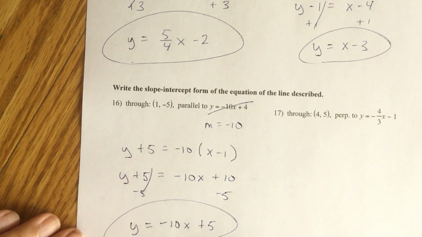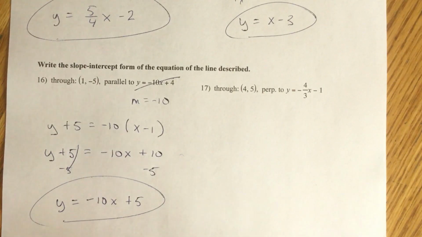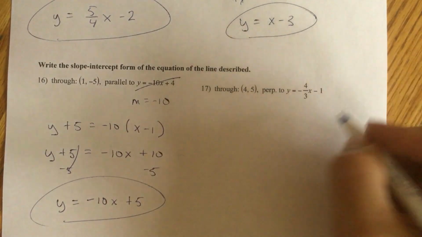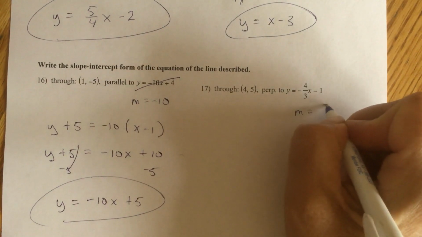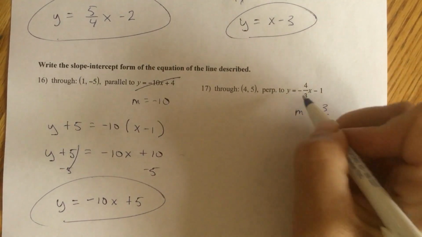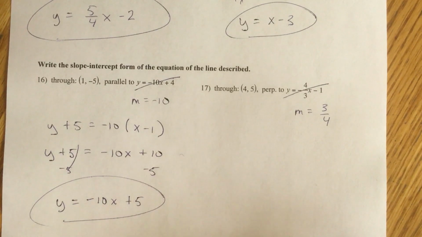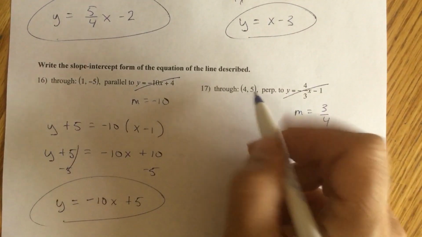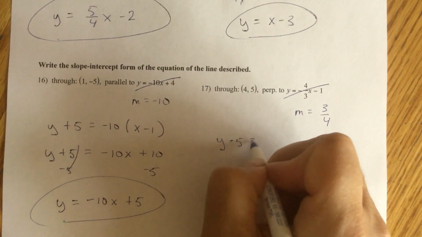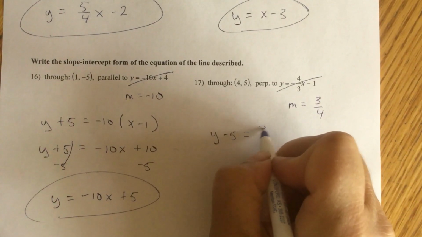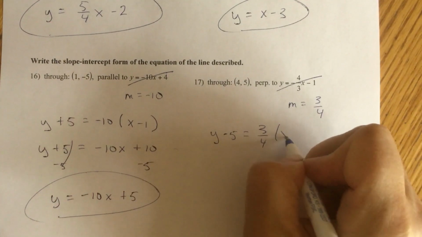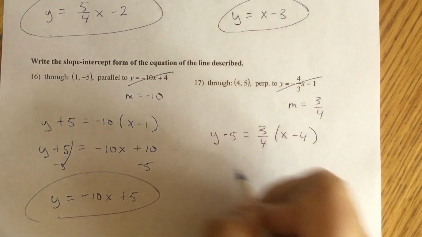Okay? Now to do a perpendicular one, if the slope is negative 4/3, then I'm going to use positive 3/4. And I'm going to cross that off. I don't want to use anything else from that equation. So y minus 5 is equal to positive 3/4 times x minus 4.